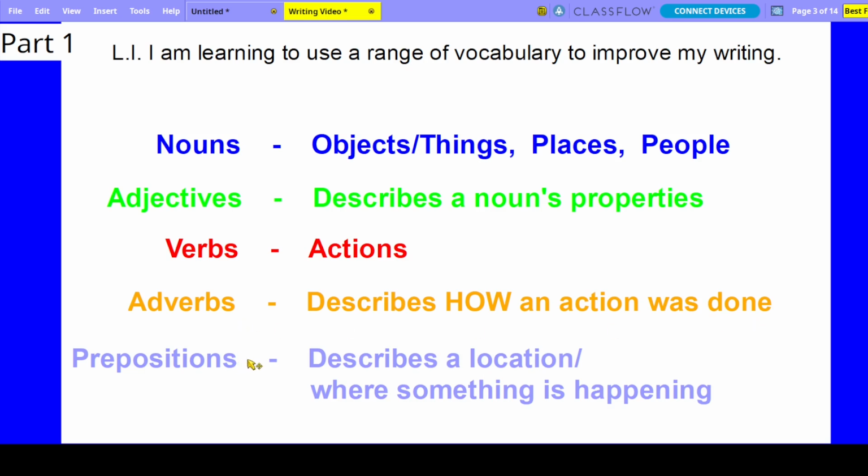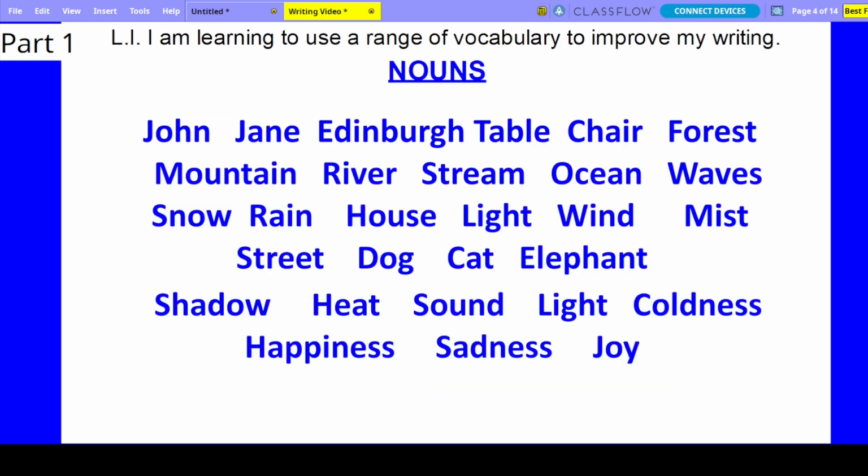And then we've got prepositions, which describe a location or where something is happening. So on, or under, or beside. But let's just go through a whole load of examples for each one of these here. So nouns, first of all. Names are examples: John, Jane, the names of places, Edinburgh. Objects: table, chair. Forest, mountain, river, stream, ocean, waves. These are all examples of nouns.